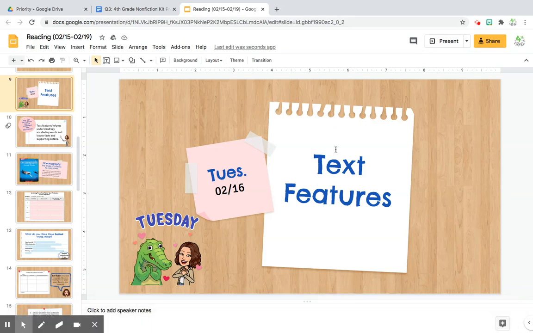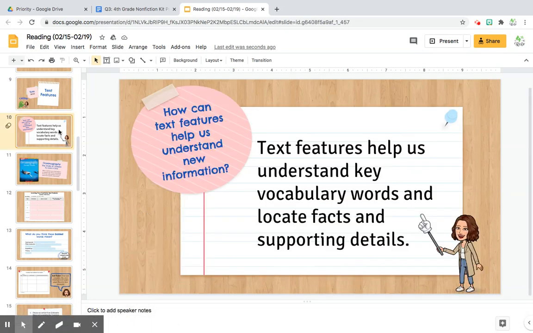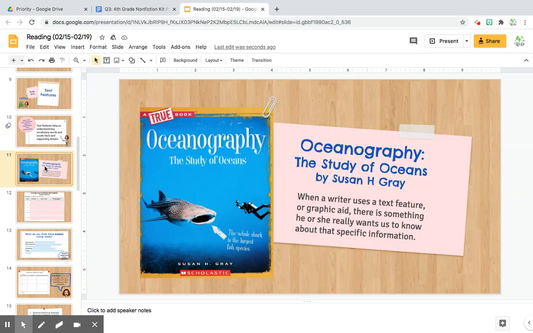What we're going to do, as I've already talked about, is use them to help us understand those words and details. We're going to return back to oceanography here. Let's begin on a lookout for text features to uncover the meaning of new vocabulary and locate big ideas and supporting details. As we've learned, when a writer uses a text feature or a graphic aid, there's something he or she really wants us to know about specific information.